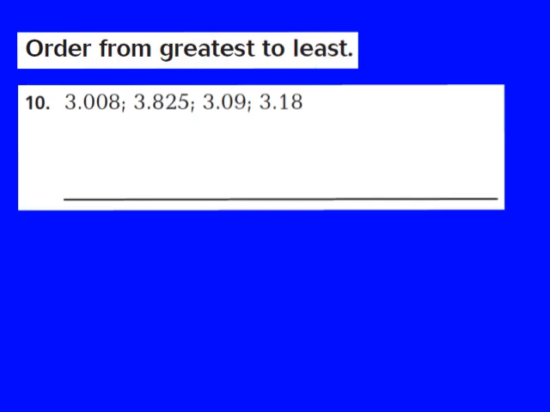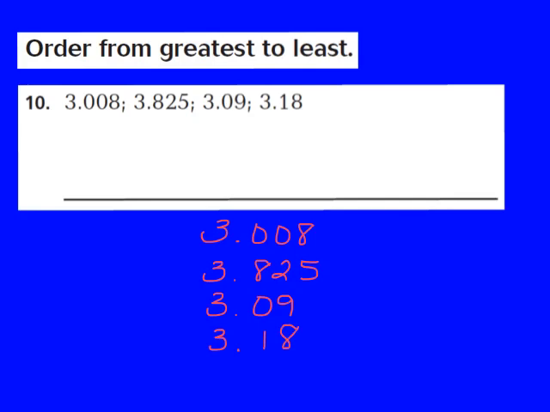Now, I'm going to follow the same steps that I use when I'm comparing two numbers, and the first step in comparing those numbers is to line up the decimal points. So I'm going to go ahead and come down here, and I'm going to write my numbers down, making sure that I am lining up my decimals. So there's our first number. Here is our second number. Here is our third number. And then here is the fourth number.